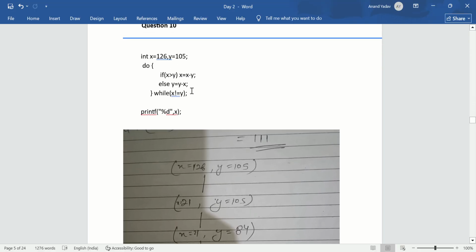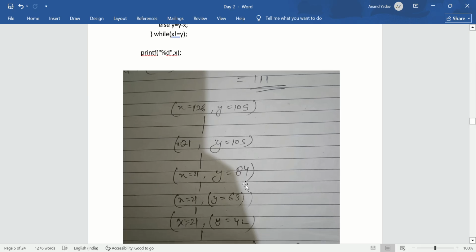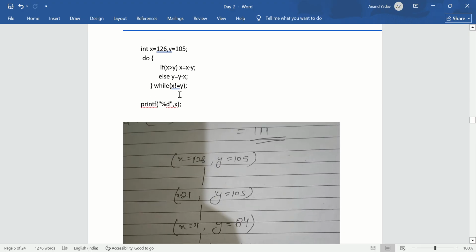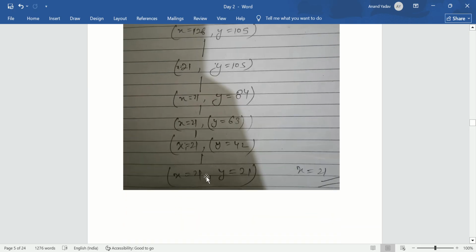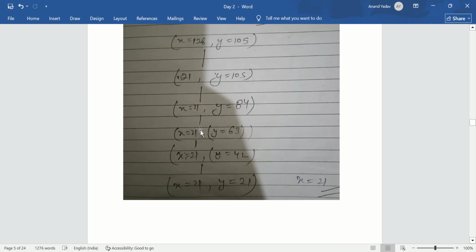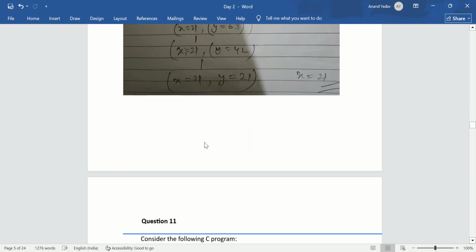Then it goes for the else operation. When y is greater than x, y minus x, therefore it subtracts 21 again, and then x is equal to 21, y is equal to 21. And when x is not equal to y, then this do while loop executes. When x is equal to y, then it will not execute, then it will print. When x is equal to y, it will print the value of x, 21. So in this way I solve this question.